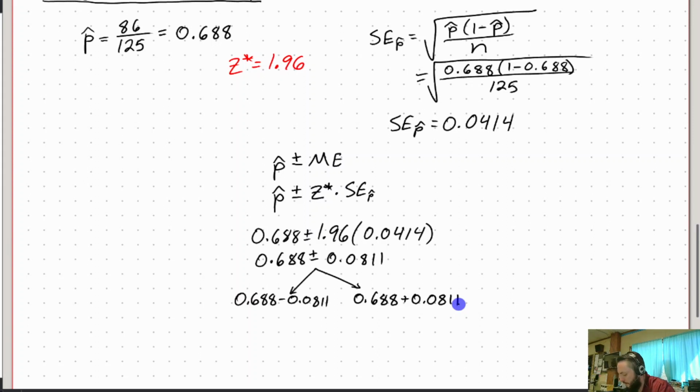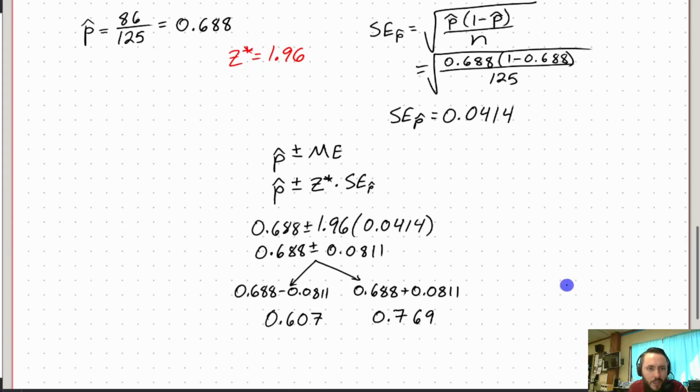Whoops, accidentally did multiplication. Okay, so we get 0.607, we'll say. Round to 3 decimal places. Add 0.769. Because our original problem was 3 decimal places, so for the final answer, let's do 3 as well.